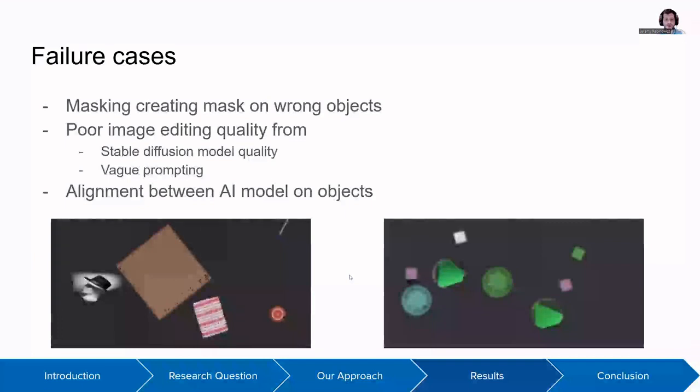The pipeline had a few common points of failure. These were notably GSAM masking the wrong object, leading to the edited object being incorrect, and poor image editing quality from either Stable Diffusion model quality or a vague editing prompt that led to an image that was not suitable for clipport. There is also the case of the alignment between an AI model and clipport, as both models may have different ideas of an object, leading to Stable Diffusion generating one version of an object, but clipport being unable to identify it due to only knowing another version.